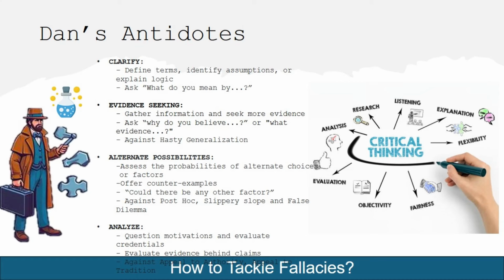The next two points are about analysis and evaluation. So whenever you hear something, question the motivations behind it, evaluate the credentials. Whoever is speaking it, evaluate the credentials, try to get evidence supporting these claims. This can work against appeal to authority and appeal to tradition. And finally, you try to arrange those premises and see if it is logically leading to the right conclusion.